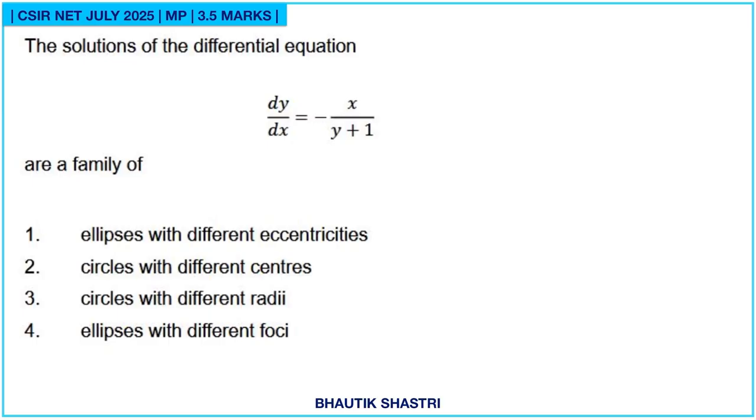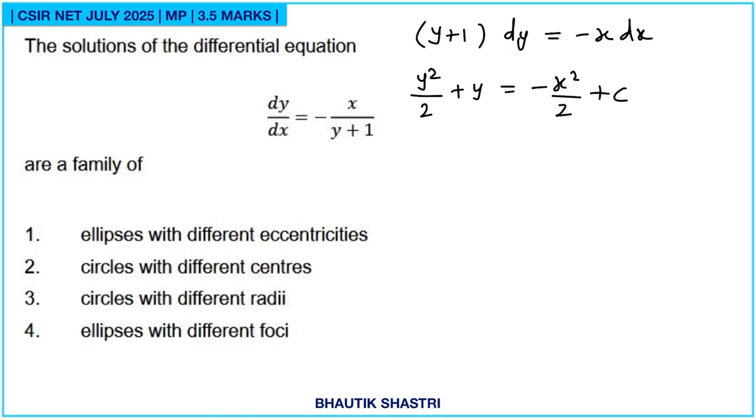Question number 1. The solutions of the differential equation are a family of. So let's solve this. So this will be (y plus 1) dy minus x dx, integrated: y square by 2 plus y is equal to minus x square by 2 plus c. We'll multiply by 2 throughout, and we'll take this x square term on the left hand side, so that will be x square plus y square plus 2y is equal to 2c.